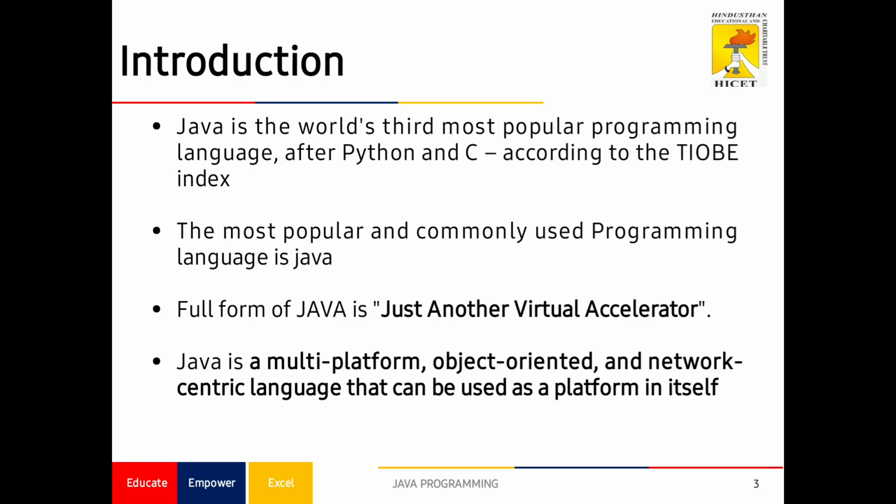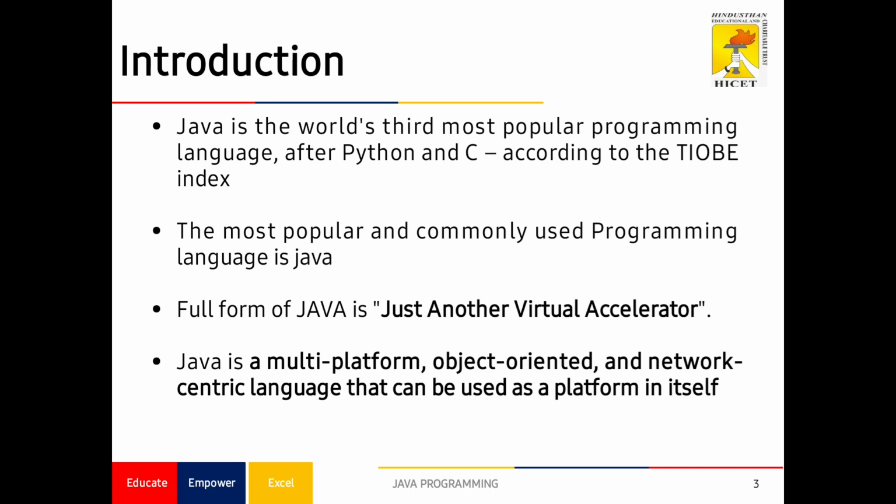In the introduction part we are going to see the basic needs and how Java programming evolved from the initial stage to the current world. It is the third most popular language used worldwide. Python and C are the foremost options for users, and the third one is Java programming, according to the TIOBE index.